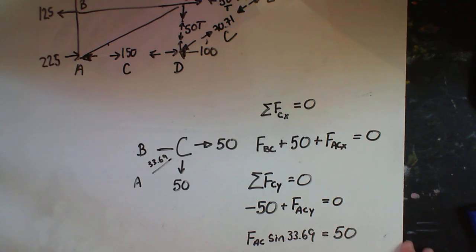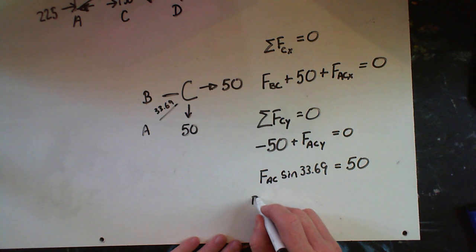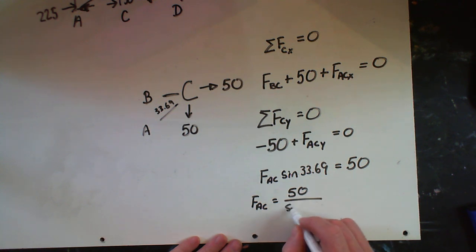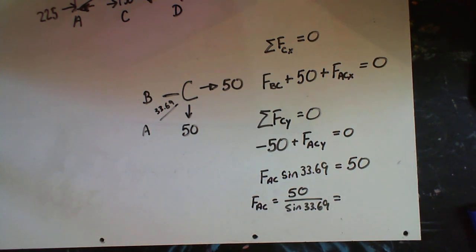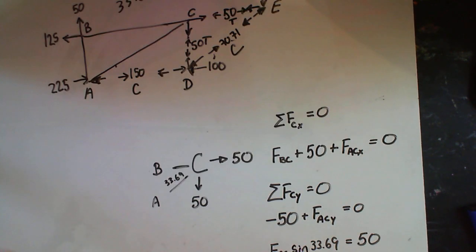That equals 50. So our overall force of AC is going to be 50 divided by the sine of 33.69, which we find to be 90.14. And it is a positive value. We are working with y, so it needs to go up. So this is coming up.